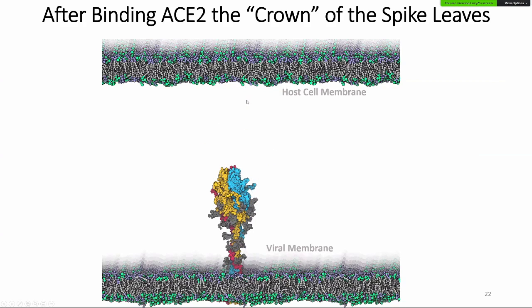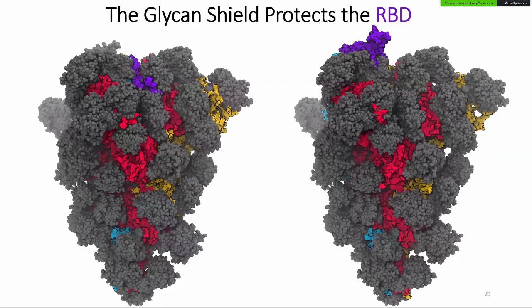Can I ask a quick question? Yeah, please. Just a naive question. Given that the glycan shield is protecting the spike from the antibodies, has there been any kind of research to try to dissolve the glycan shield? It's a naive question. I don't know, because I'm not a biologist. I'm just curious. Thanks.